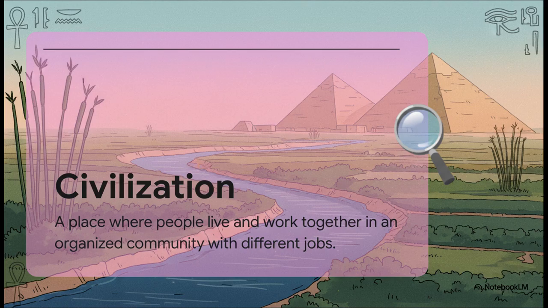The answer is, a civilization is a place where people live and work together in a really organized community, where everyone has different jobs, like farmers growing food while other people are building houses. If you got that one, awesome job.